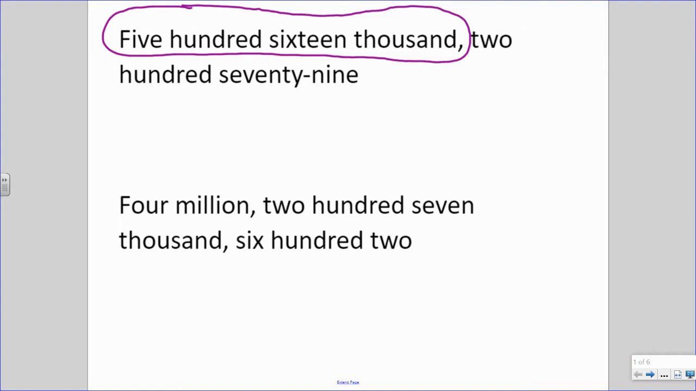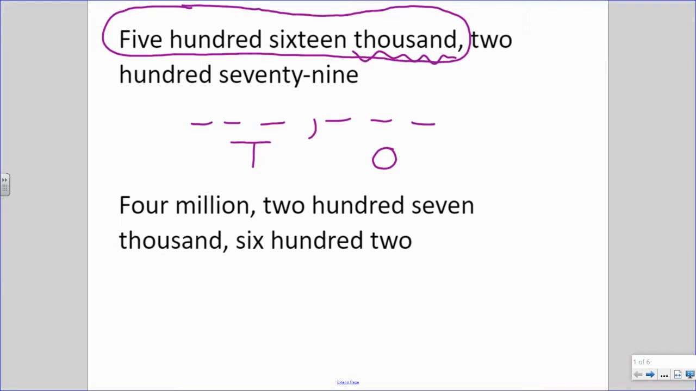This says 516,000. This word thousand tells me exactly how big my number is going to be. I know that my number is going to go to the thousands period. That's the biggest period that I have. Once I know that's as far as I'm going to go, I can fill in my 1, 2, 3, comma, 1, 2, 3. And now I know exactly how big my final answer is going to be. Now it's just a matter of filling in the pieces.